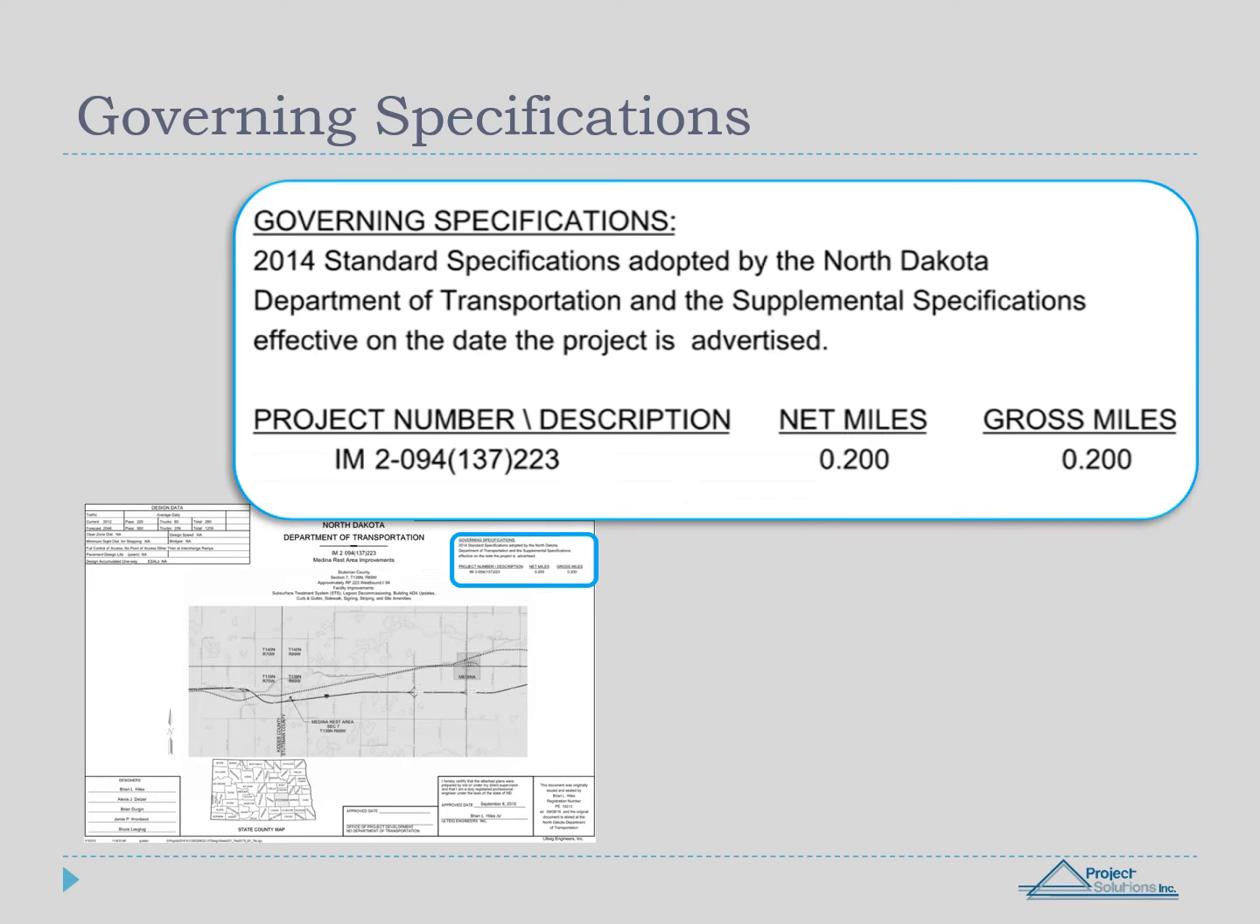Moving to the top right of the cover sheet, we come to the governing specification. This informs us what standards have been adopted by the North Dakota Department of Transportation and what will be expected of us. Included with this section is a project number. This number can be used to look up the project on the North Dakota website. Notice that the number is also in the job description section. Lastly, the net and gross miles associated with the project are listed. In this example, the rest area has the same net and gross miles.